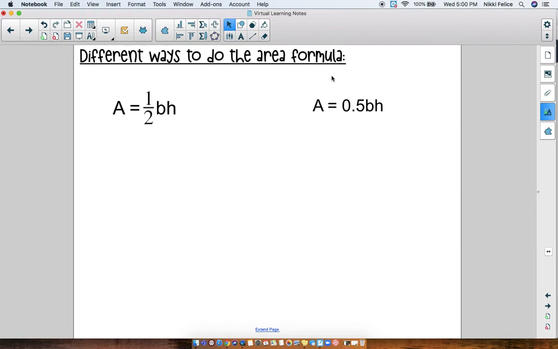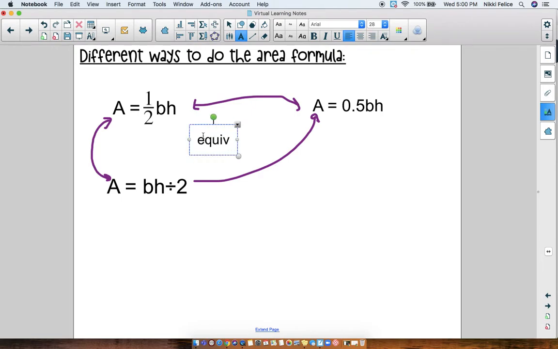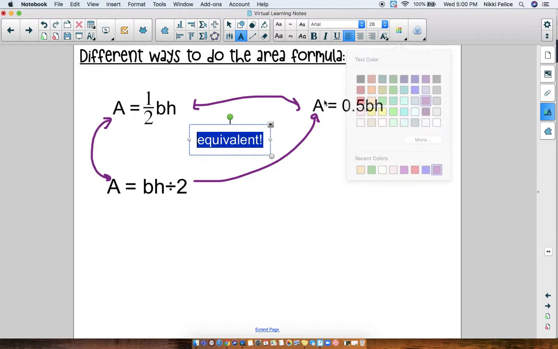Your other option is if you have all even numbers or it's easy to divide by 2, you can do that instead. You can do area equals base times height divided by 2. These two expressions, well, technically all 3 expressions, they're all equivalent to one another. They are all equivalent. Let's write that. Equivalent. And we'll make it purple.